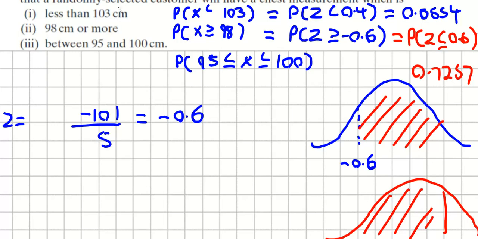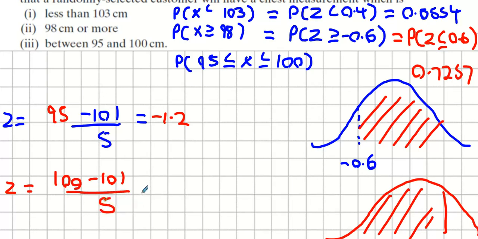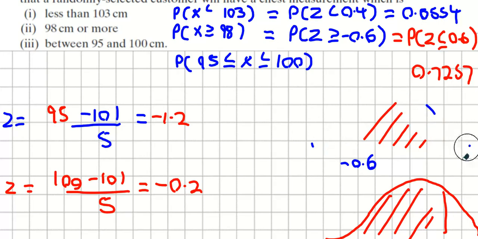The last one has a bit of courage to it. So what's 95 take away 101 divided by 5? Minus 1.2. Next one, 100 take away 101 all over 5. Yeah, double negative, which is unusual. I actually have a quick way of doing this as well, you'd be happy to know.